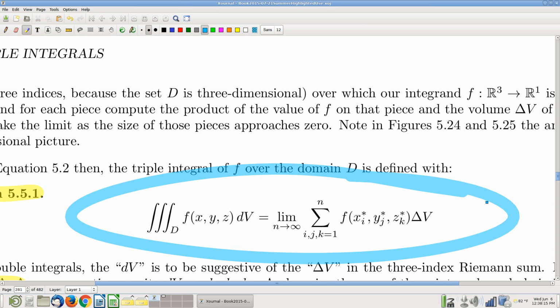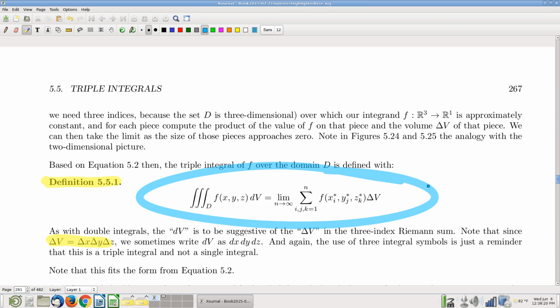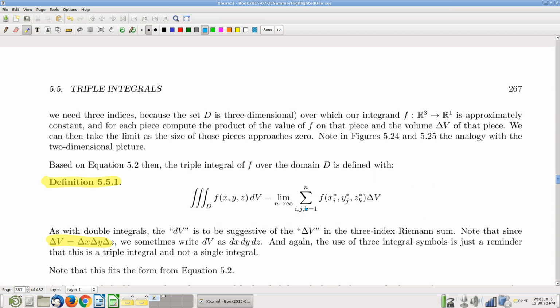Notice that instead of a summation over two variables, two indices, now it's a summation over three indices. Not just i and j, it's i, j, and k. There are three coordinates describing where you are in the domain. We're multiplying not by length, not by area, but by volume.